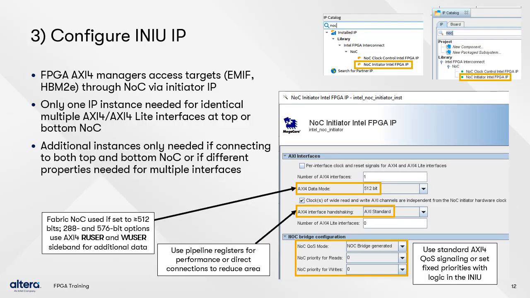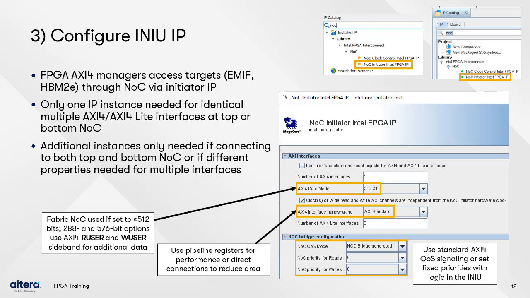If you are not creating an example design, you'll need to create one or more instances of the NoC initiator Altera FPGA IP to connect FPGA AXI4 manager interfaces to the fabric side of the NoC. A single instance of the IP can be configured to implement multiple identical INIUs, so multiple instances are only needed for each unique INIU configuration, or if both the top and bottom NoC will be used.